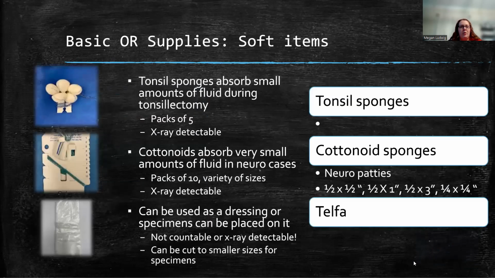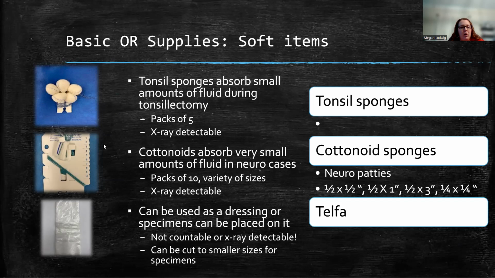All right, some more soft supplies. These top two are countable as well. This one comes on a little paper card. They are called tonsil sponges. They're just used to absorb smaller amounts of fluid in the back of the throat during a tonsillectomy. They are X-ray detectable and they come in packs of 5. They have a long string on them. There's a little blue strip in here that is X-ray detectable, but the long string will hang out of the mouth while the surgeon is putting pressure on the back of the throat, and then they pull it out by the string. Okay, packs of 5.